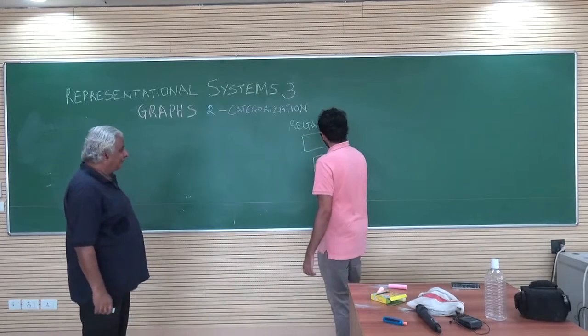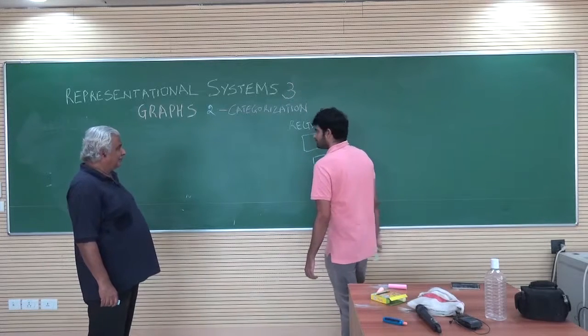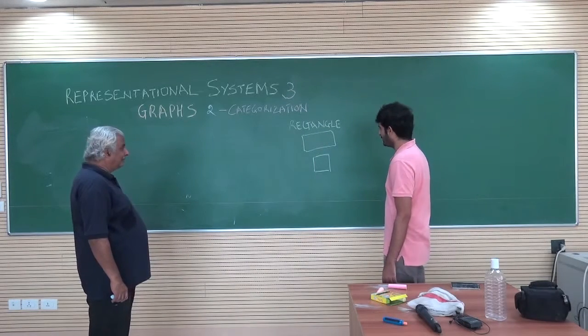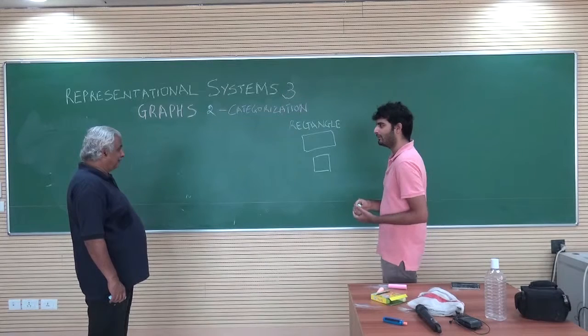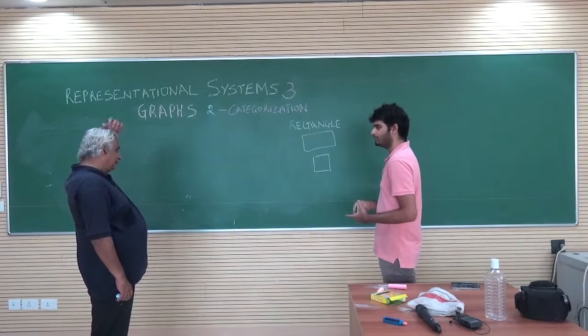What about this? Is this a rectangle? That's a square. But is it also a rectangle?